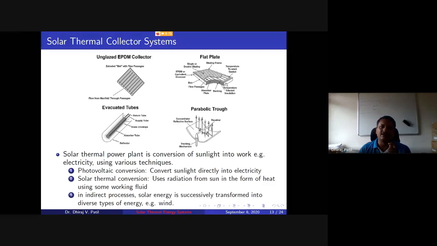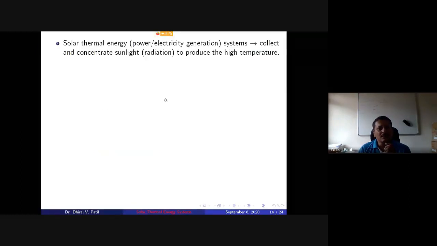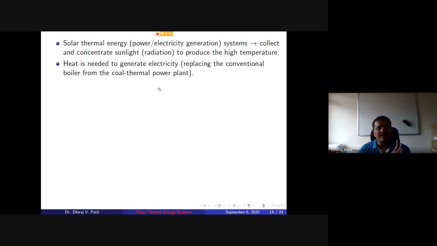There are flat bed collectors where we can use tubes, which could be evacuated tubes, so evacuated flat bed collectors, and there are parabolic trough collectors, which we will see in a little bit of detail. When we call it solar thermal energy, it could be power and electricity generation systems. To generate the power, it will collect and concentrate sunlight or radiation to produce high temperature. We have to go for very high temperature, so that you can create steam.